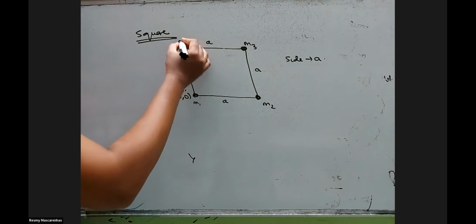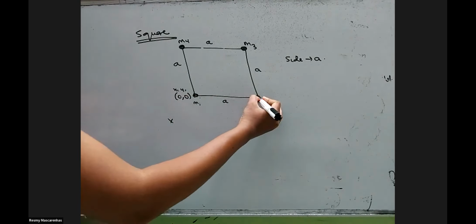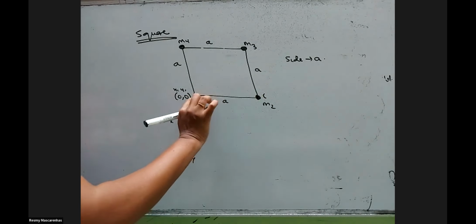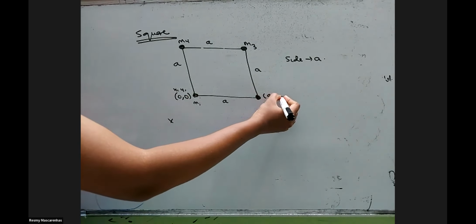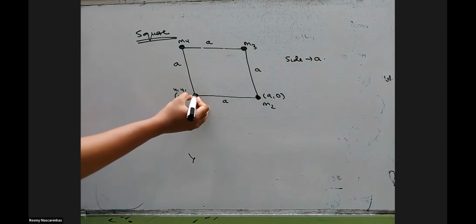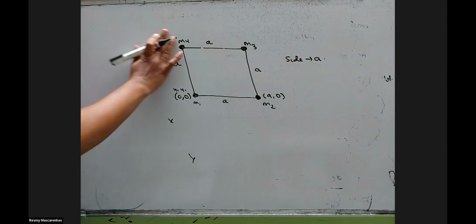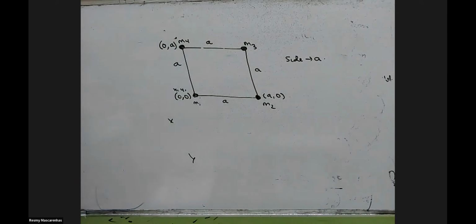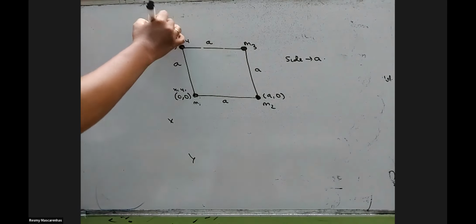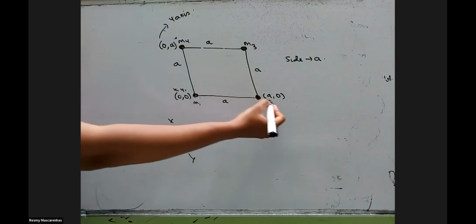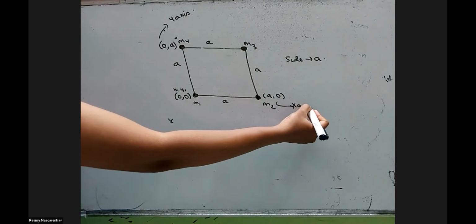So as per that, suppose this is on the x-axis. From here to here, how much distance has it traveled? 0 to a. So this will be a comma 0. From here to here is a comma 0. From here to here, it's on the y-axis. So y-axis point will always be 0 comma a, because y-axis. And this is on the x-axis.